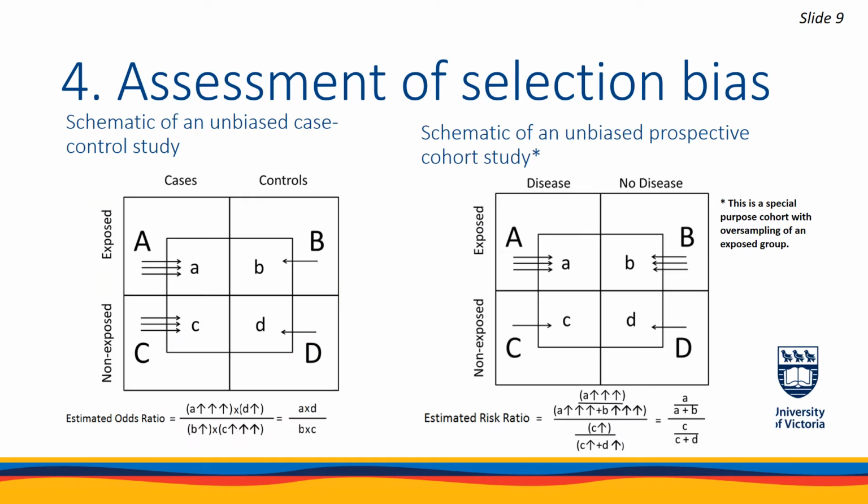On slide 4, there's schematics. You can see that these are unbiased case control and prospective cohort studies. Unbiased case control studies are balanced by the cases and controls in their exposure and the non-exposure. And unbiased prospective cohort studies are balanced by exposure and non-exposure, by disease and no disease. And you can see that that balanced design is indicated by those arrows there.